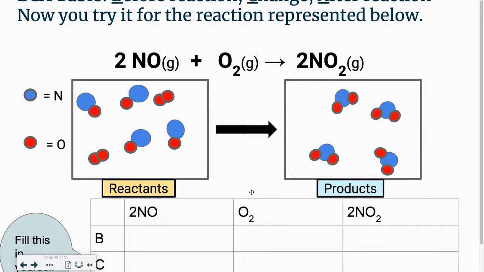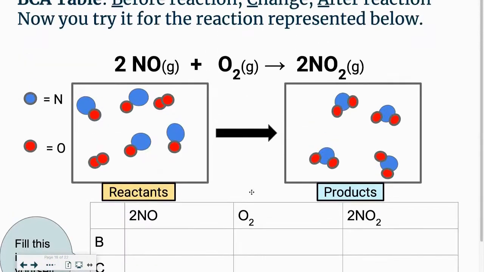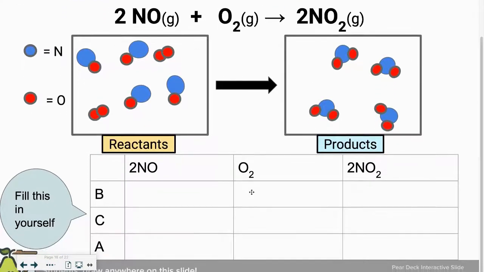All right, so let's try this for a reaction. Here's a new reaction. So first, remember our before line, the reactants are the before, the B. The products are the after line. So pause the video and try it yourself first and then check it with what I do.